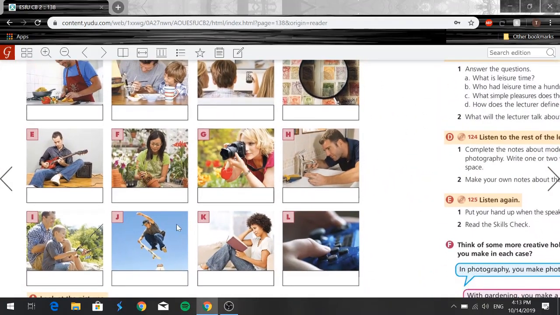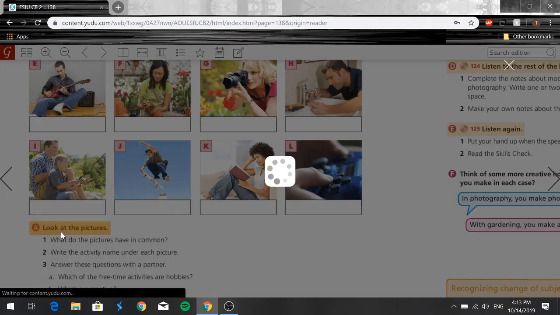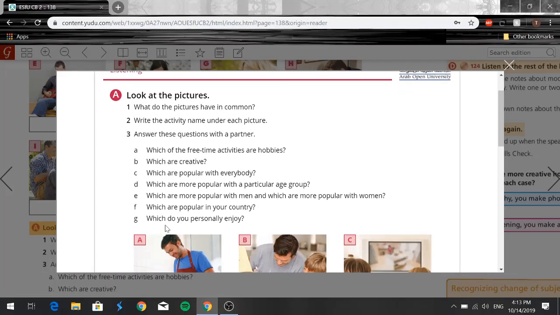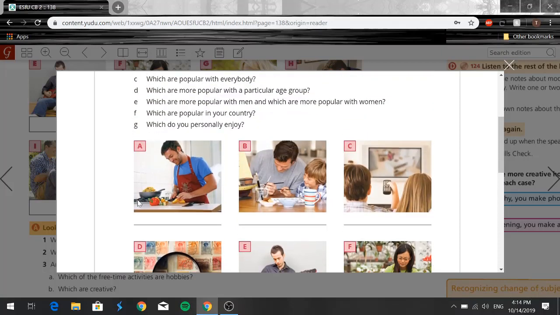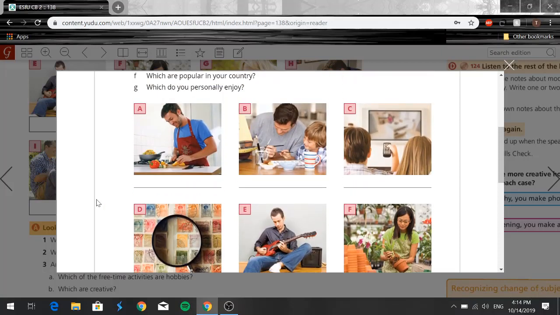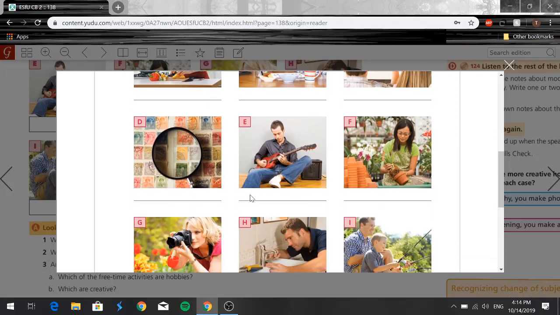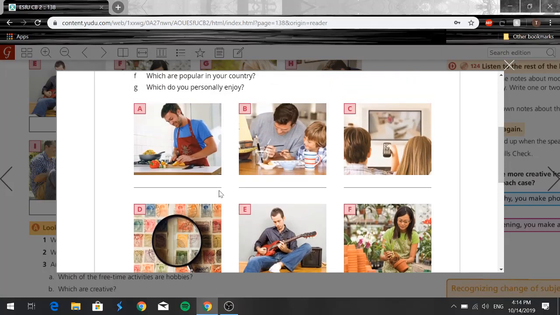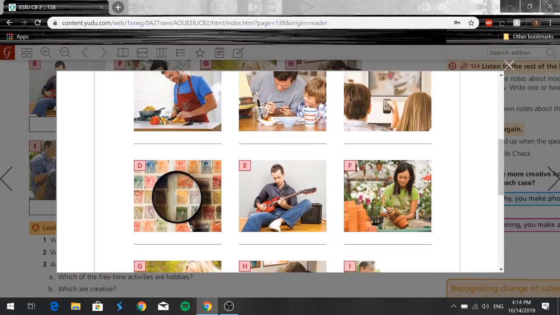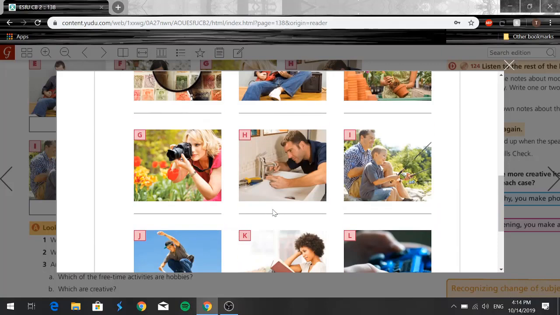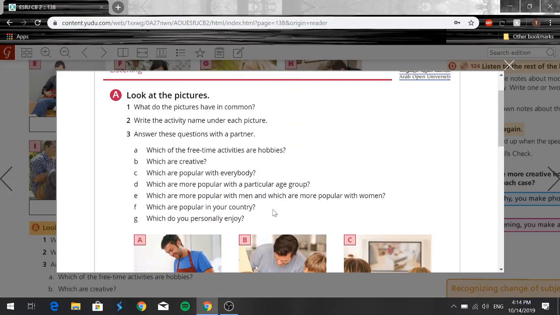Alright, so here we have some pictures, and actually let me open this so you guys can get a better view of the pics here. What do the pictures have in common? That's exercise A. Well, all of these pictures, there's something happening. There's an action happening, whether it's cooking, model making, gardening, playing musical instruments. Write the activity name under each picture.